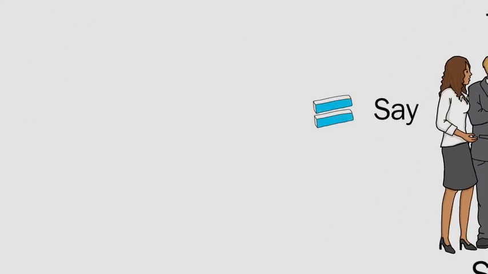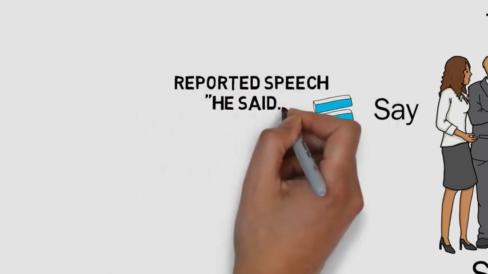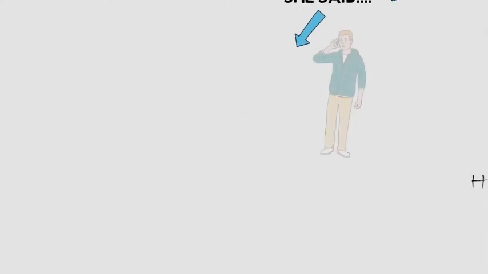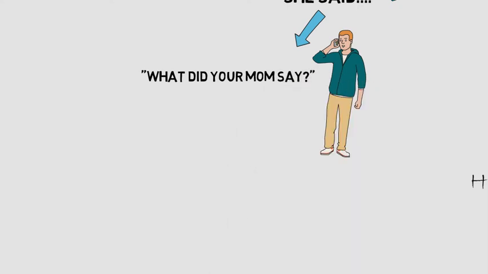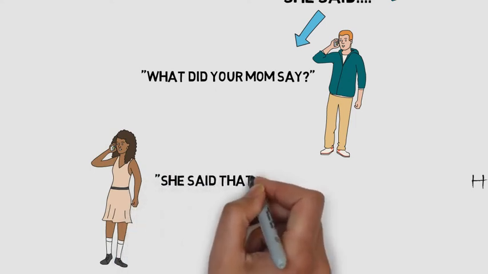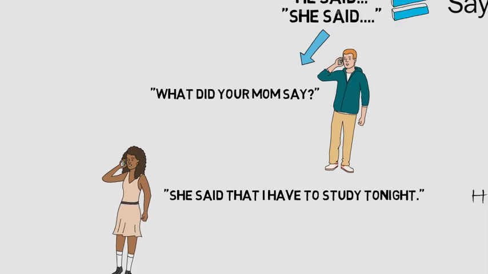The last one we're going to look at today is say. Now, say we commonly use for reported speech. We report what somebody has said. For example, he said, she said. And we look at this example of the man on the phone talking to his friend. What did your mom say? He's asking. His friend, the girl, is going to tell him. She said that I have to study tonight, right? So she said, reporting somebody's speech.